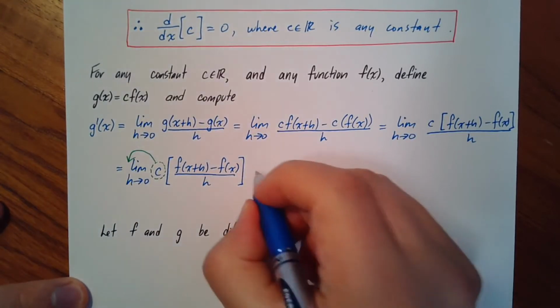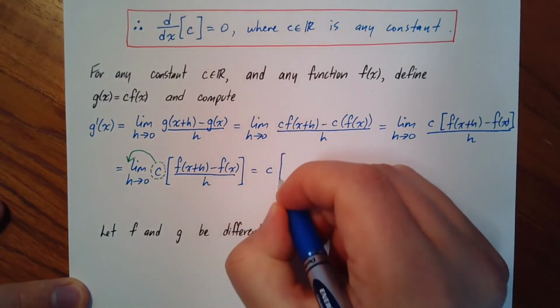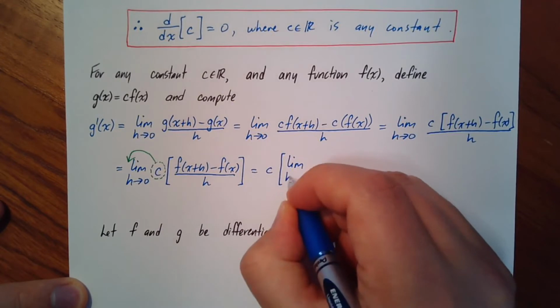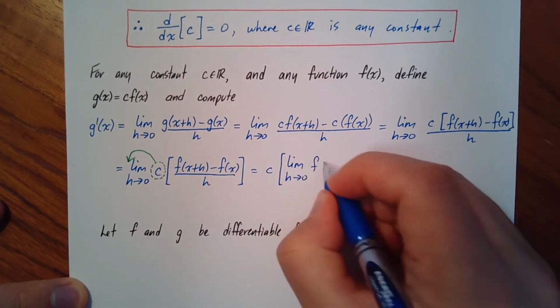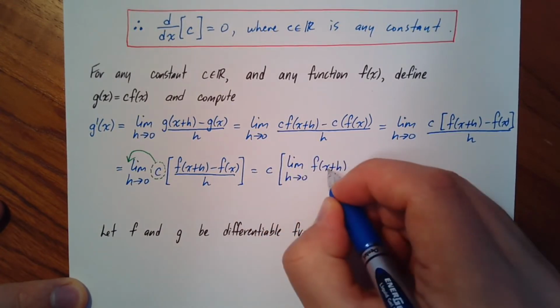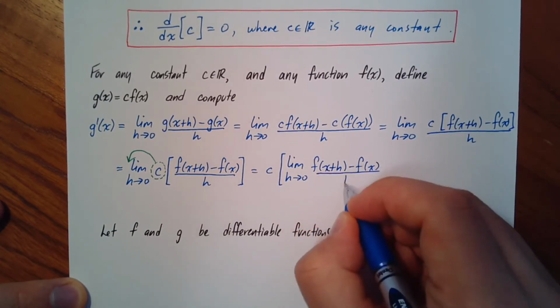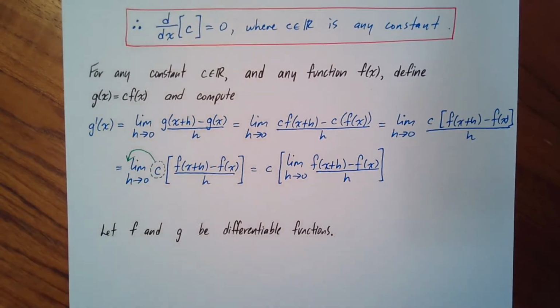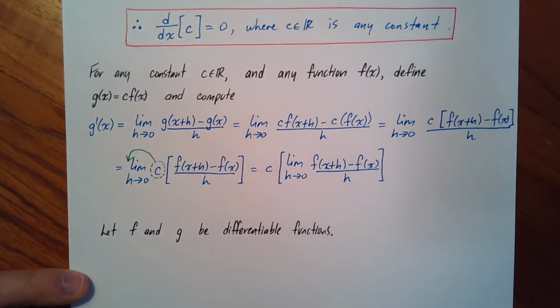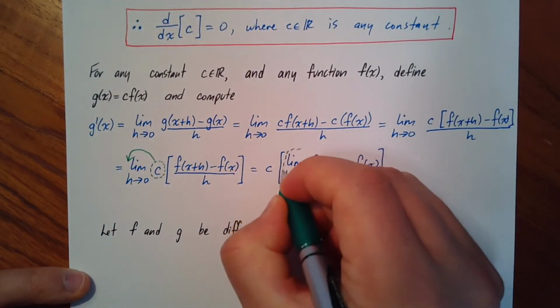So that's what our next step is. We're going to have c times the limit as h goes to 0 of f of x plus h minus f of x, all divided by h. Up to this point, all we did was take advantage of limit properties and algebra. Every step so far has been either an algebraic step, like the first few, or taking advantage of limit properties. But now, what is this equal to?